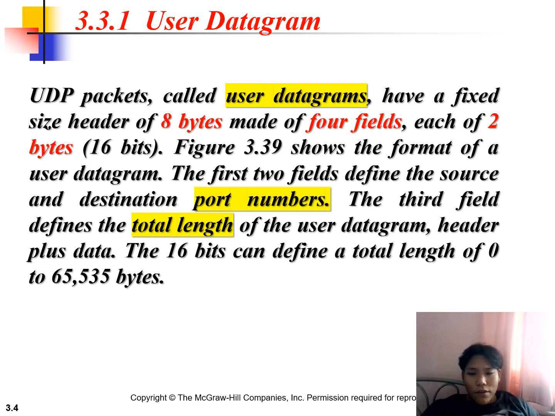UDP packets, called user datagrams, have a fixed-size header of 8 bytes made of 4 fields, each of 2 bytes, 16 bits. The first two fields define the source and destination port numbers. The third field defines the total length of the user datagram, header plus data. The 16 bits can define a total length of 0 to 65,535 bytes.